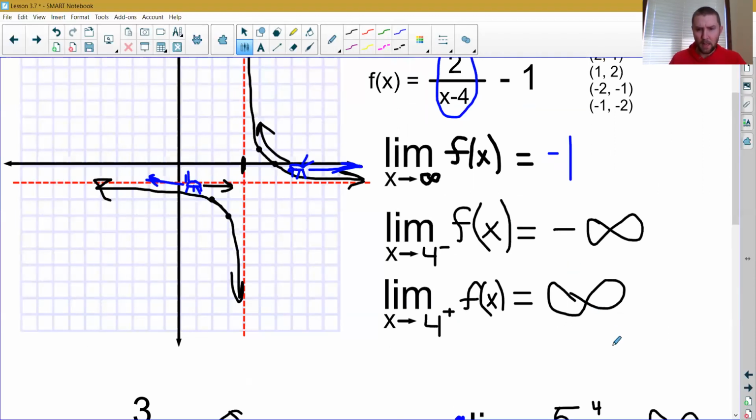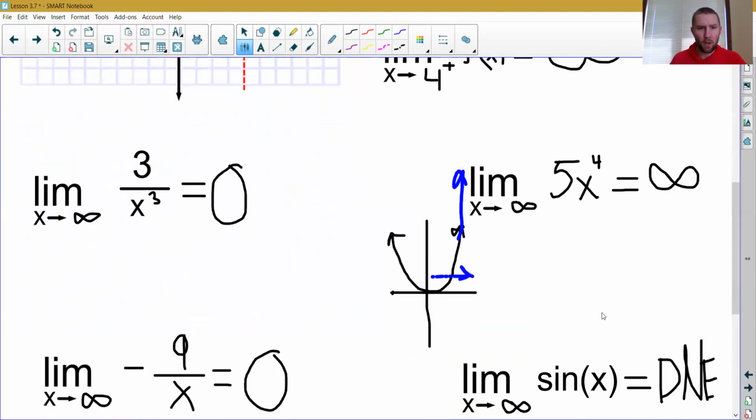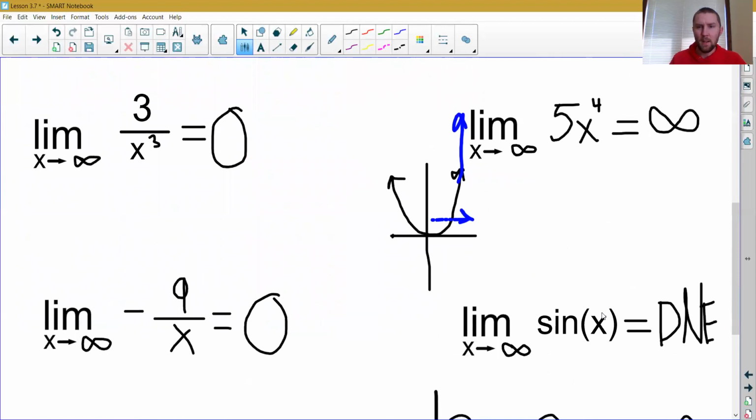I think that's going to be it for this video. If you guys have any questions about limits going to infinity, either from graphs or from equations, please let me know. I did ask you to do 46, I believe, and then a couple more practice problems from this section. And then we will be ready to move on to our next section.